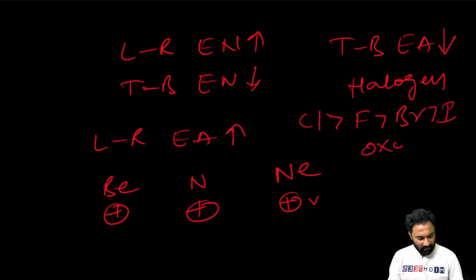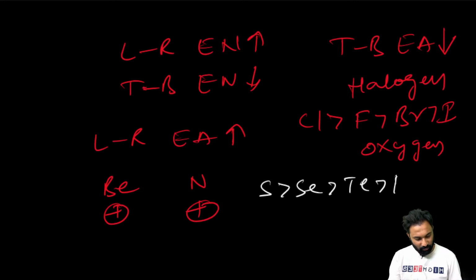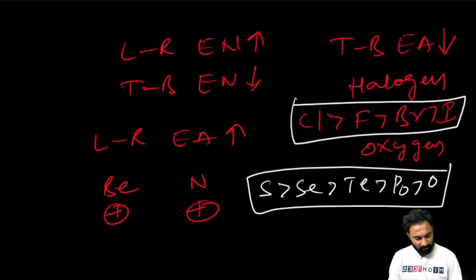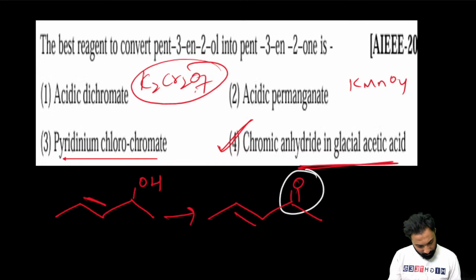The halogen order is chlorine greater than fluorine greater than bromine greater than iodine. For the oxygen family, there is somewhat more exception, with no such reason for this: sulfur greater than selenium greater than tellurium greater than polonium greater than oxygen. These are the electron affinity orders, my dear friend, now you can remember. Now the answer is 4. Is it clear? The answer is 4.